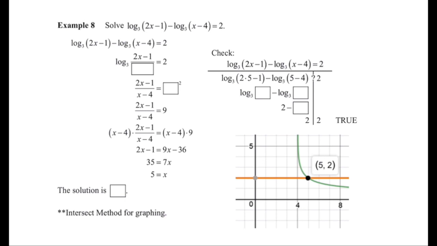Here we have log base 3 of 2x minus 1 minus log base 3 of x minus 4 equals 2.